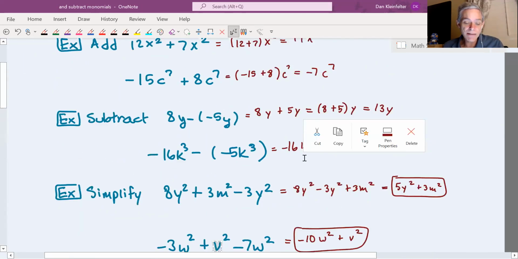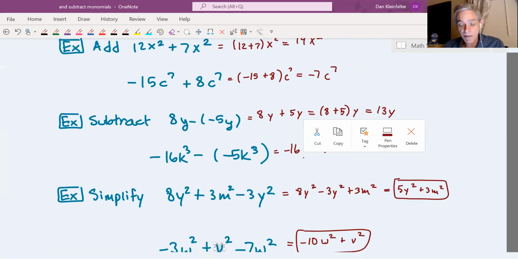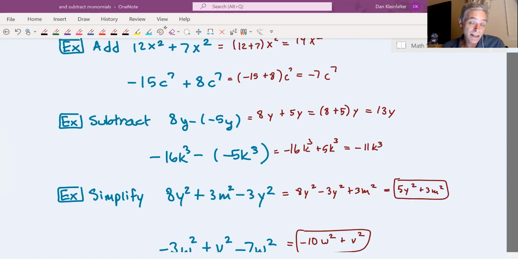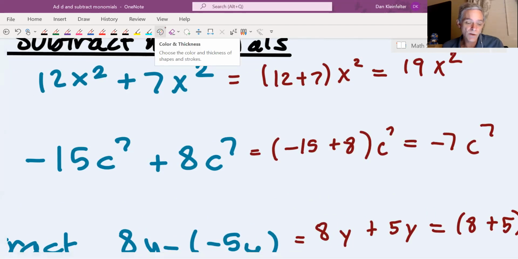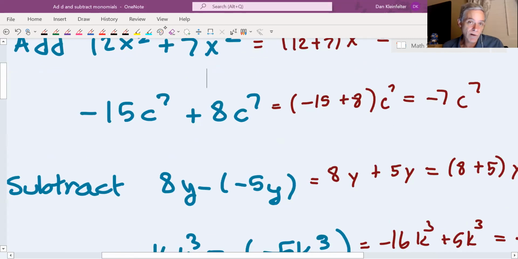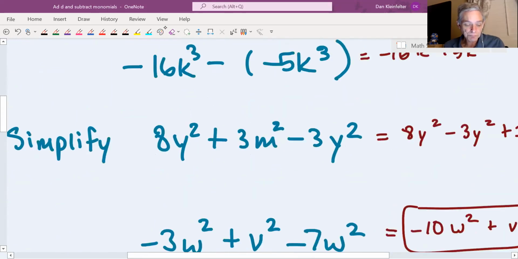So these few examples have been about combining monomials. So essentially we saw that we just are combining like terms or using the distributive property. You'll notice also that throughout, the exponents have never changed. For example, when we did negative 15c to the 7th plus 8c to the 7th, it still was c to the 7th. You don't do anything like add exponents or anything like that. You're strictly working with the coefficients.